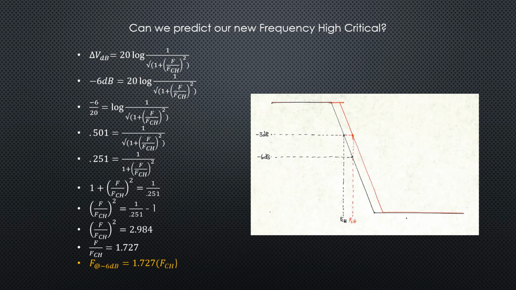So if I want to find the frequency at 6 dB down, I can put this formula in terms of minus 6 dB and start working the formula. I've got all the math here showing in terms of frequency and cutoff. And then finally, all the way at the bottom, if you want to step all the way through this, we get that the frequency at minus 6 dB is equal to 1.727 times the original cutoff frequency.